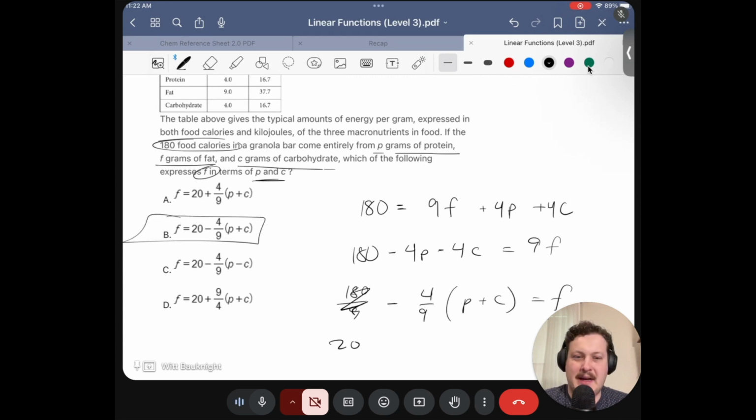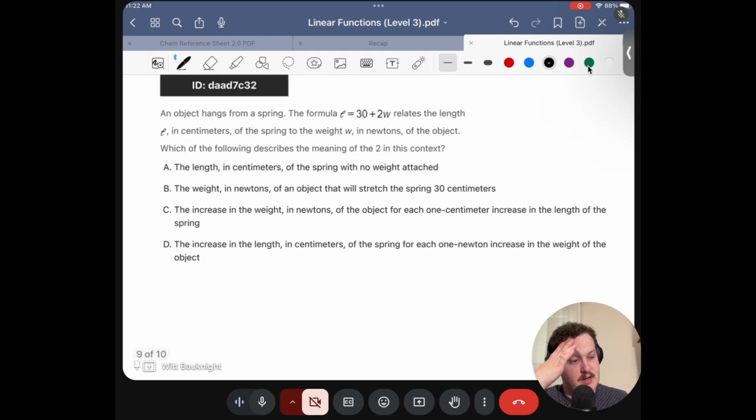Cool. I used some of the answers to see what we need to do. All of them look really similar. The only difference is making sure you got all the signs right. By factoring out that negative sign right there, that became positive. So be careful of that. Next, last question.